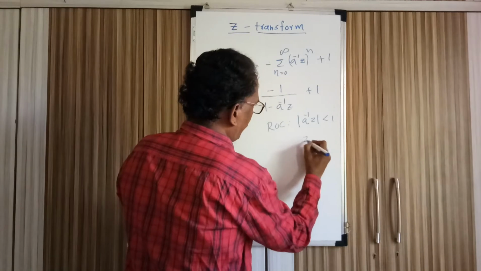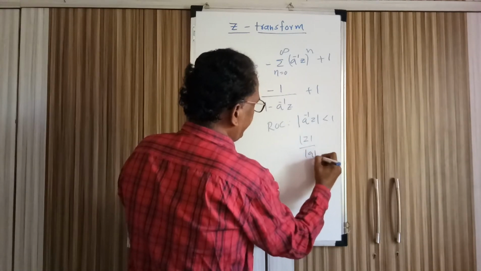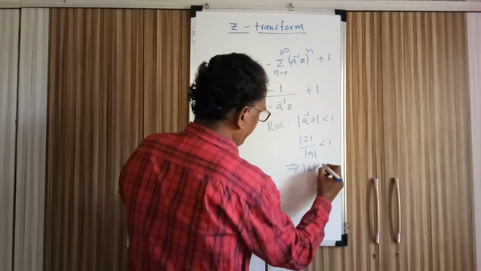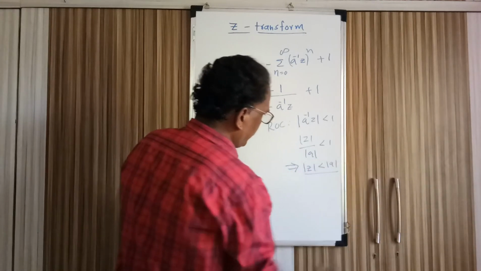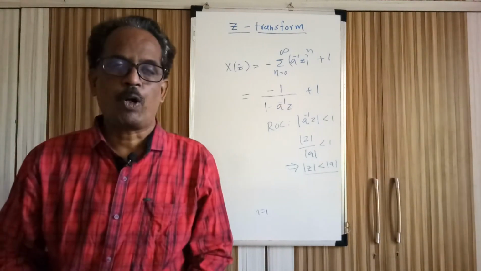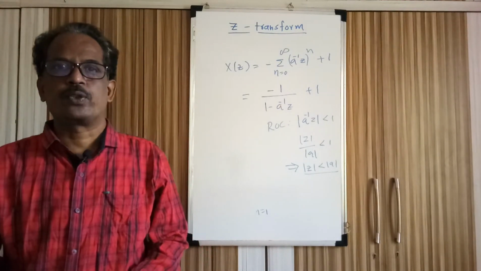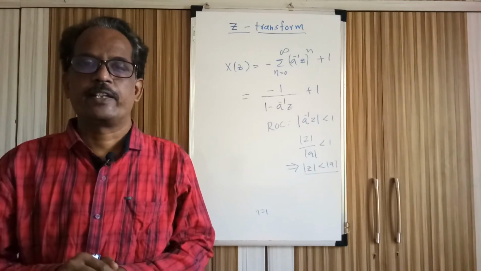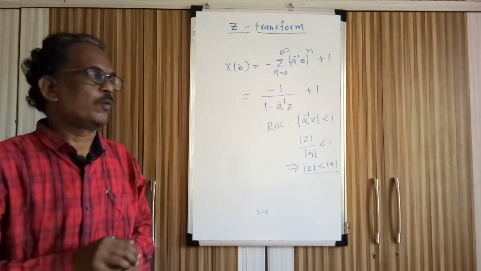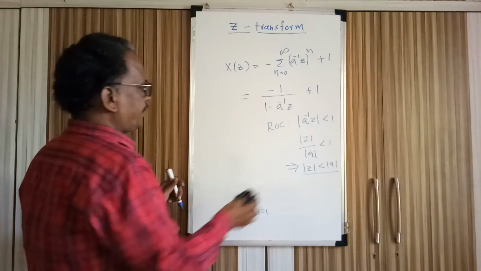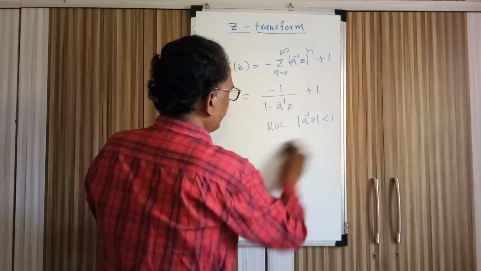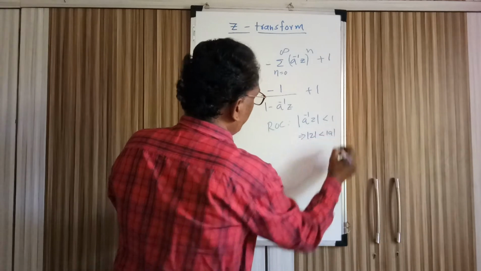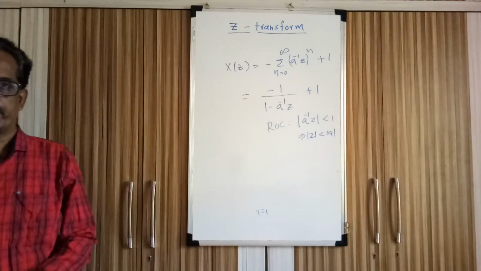It is nothing but mod of Z divided by mod of A, less than 1, which is telling that mod of Z is less than mod of A. So the Z transform exists only when mod Z is less than mod A. The Z transform exists if Z is taking all values which are inside the circle of radius A, which implies that mod Z is less than mod A. In the earlier problem mod Z was greater than mod A.